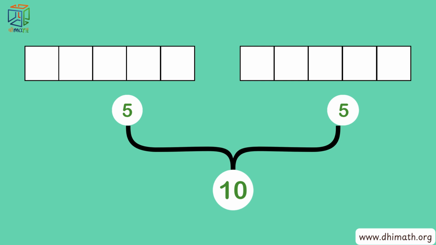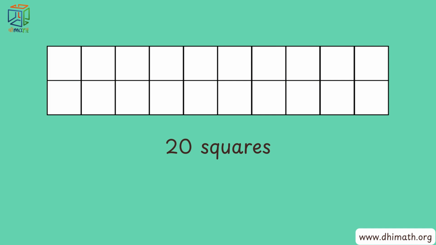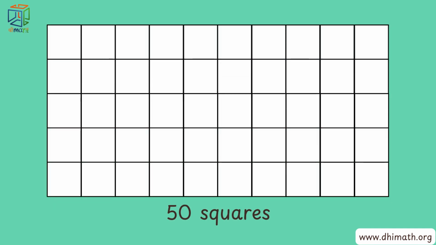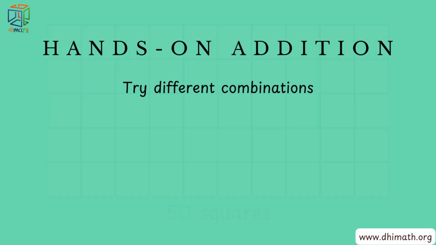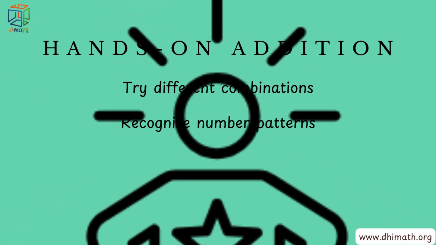Once children understand this, you can extend the activity. Use strips with 12 squares, 20 squares, or even 50 squares. Let the child explore the different combinations and observe how addition works in every case. This activity not only teaches addition but also helps children recognize number patterns and build their confidence with math.